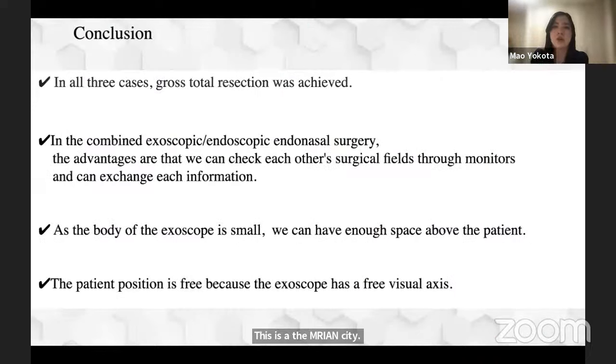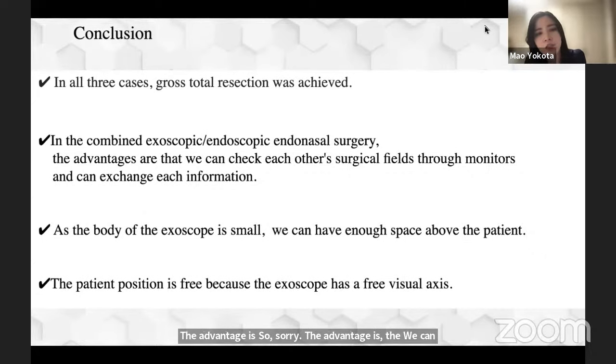In all three cases, gross total resection was achieved. In the combined endoscopic and exoscopic surgery, the advantages are that we can check each other's surgical field through monitors and can exchange information. As the body of the exoscope is small, we can have enough space above the patient. The patient position is free because the exoscope has a free visual axis. Thank you for listening.